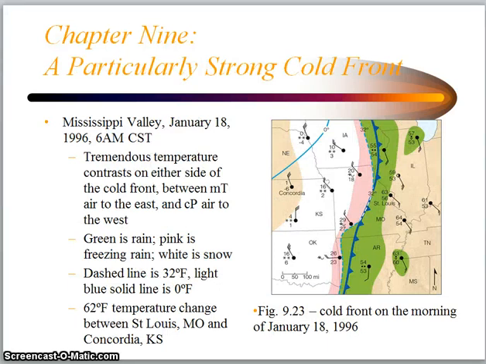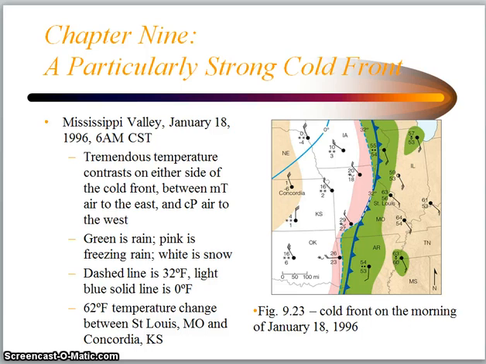This is a depiction of a particularly strong cold front, which is going through extreme western Illinois, extreme eastern Iowa, slicing Missouri diagonally, and then going through western Arkansas. The green means rain, the pink means mixed precipitation or freezing rain, and then the white means snow. Notice the 63-degree temperature Fahrenheit in St. Louis compared to the 1-degree Fahrenheit temperature over on the left-hand side in Concordia, Kansas.